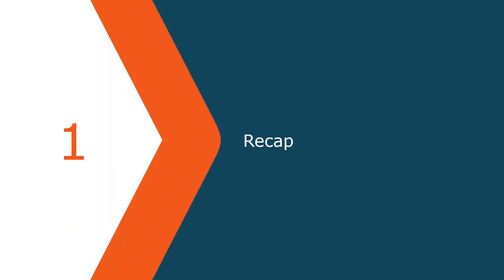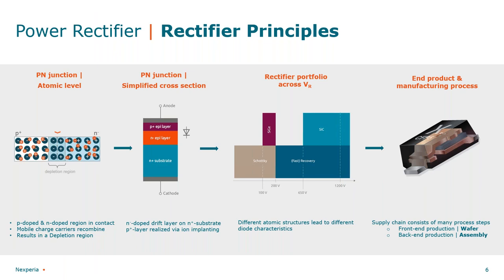So let's start with the recap session. The first rectifier webinar focused on the rectifier principles. Therefore, we introduced the basic PN junction and explained it on an atomic level. And we also explained, for instance, how the depletion region comes about. Then we used simplified cross sections of the different rectifiers to compare the technologies. And you could really see that the different atomic structure was leading to different diode characteristics. And then we showed the rectifier portfolio across the reverse voltage range.